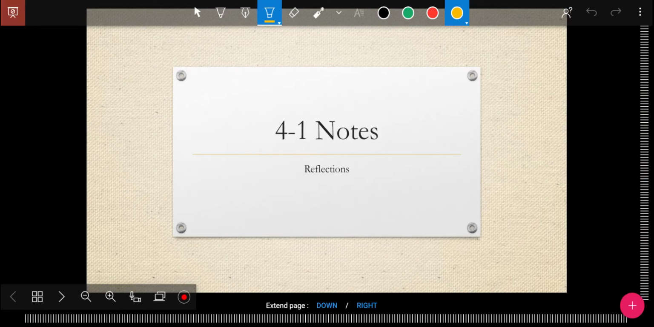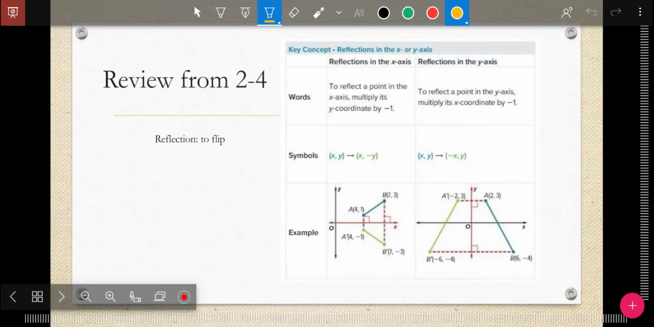Today's lesson is on reflections from Module 4, Section 1. We have done this already in Module 2, Section 4, and in my class, this is all one unit. So this is a review. These aren't going to be major and important to today's lesson, but in our unit for our test, they are.